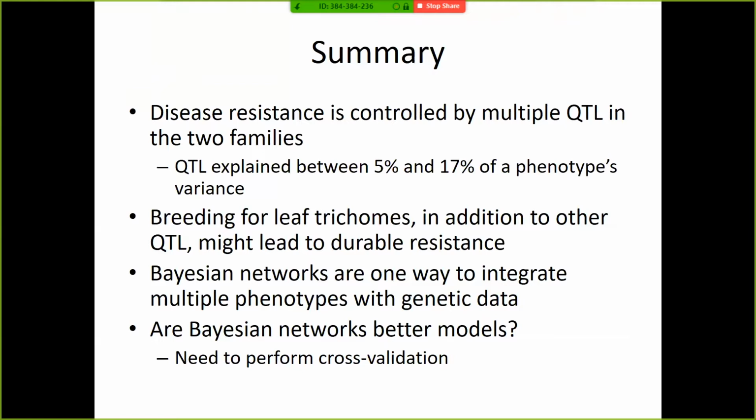Bayesian networks are one way to integrate multiple phenotypes with genetic data, as we've seen. And one question is, are Bayesian networks better models? In order to answer this, we would need to perform cross-validation. I haven't done that formally, but preliminary experiments do suggest that Bayesian networks are better than just using single phenotypes.